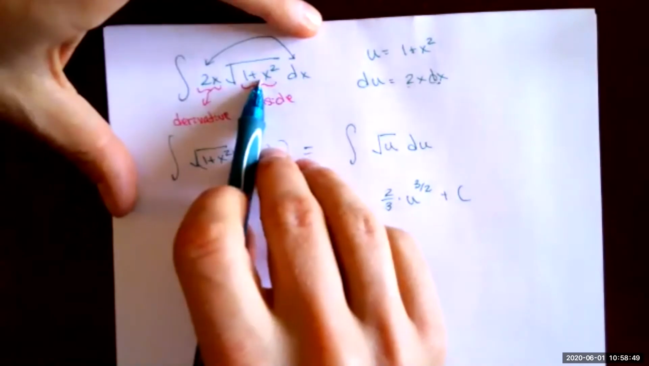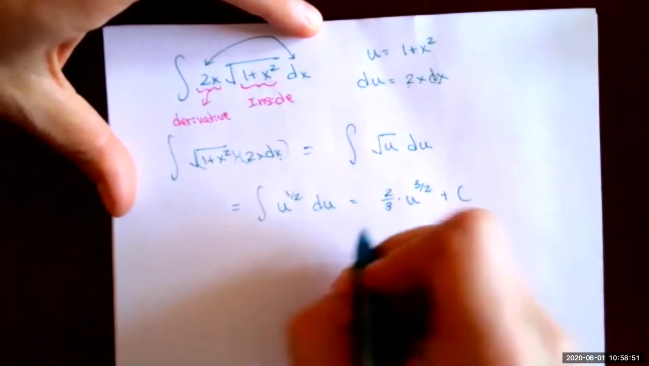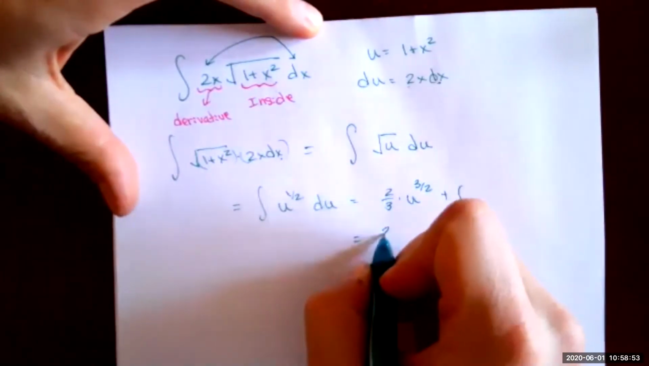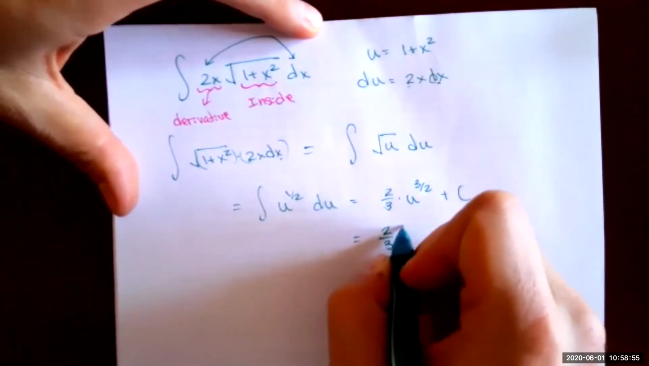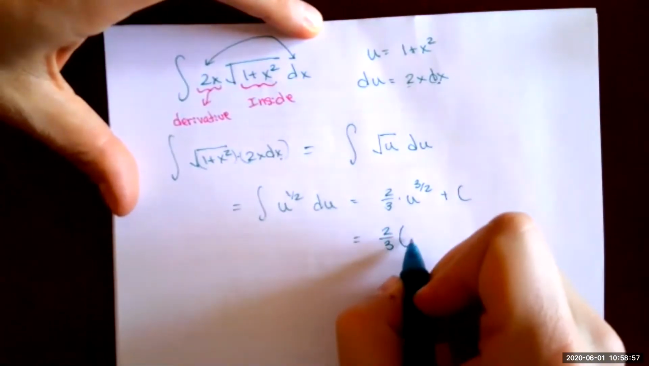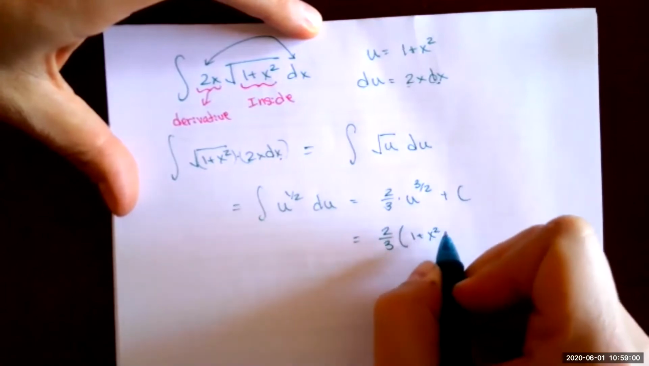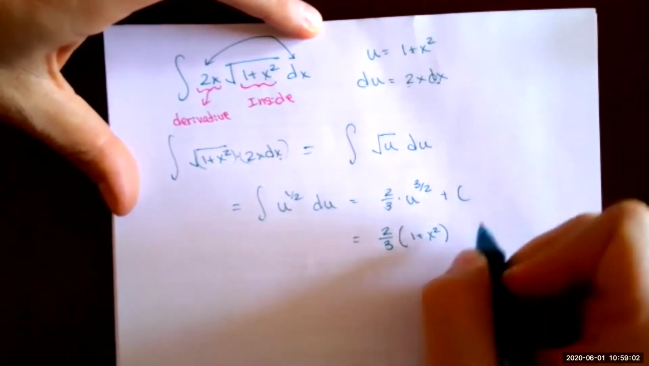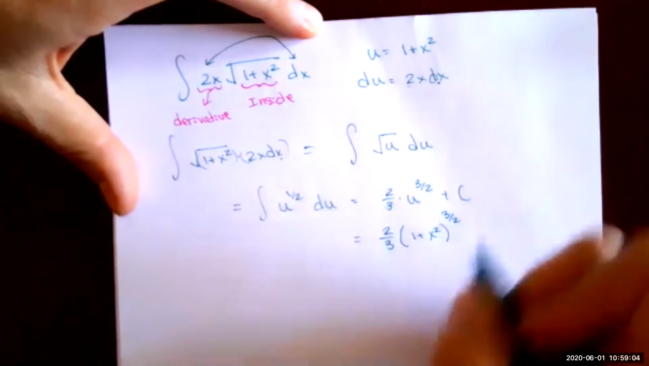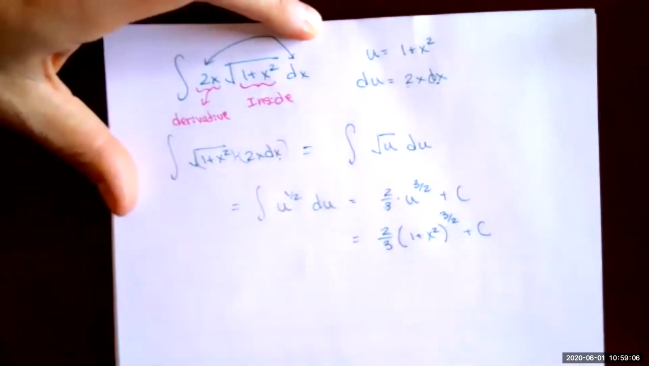We started with x's, so we need to end with x's. So let's go ahead and back substitute. We've got 2/3 times 1 plus x squared to the 3/2, and then plus c.